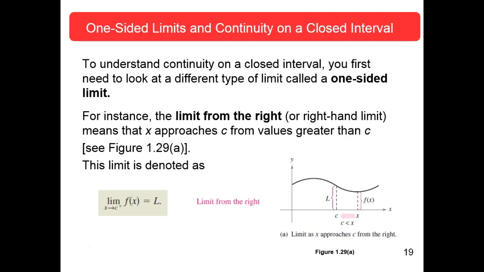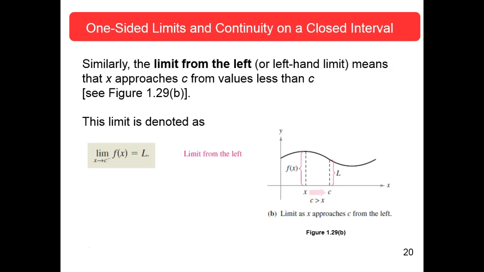Okay? Now, similarly, the limit from the left, or the left-hand limit, means that x approaches c from values less than c. They don't have to be negative, but just less than c, on the negative side of c. This limit is denoted as the limit as x approaches c from the minus side, so you have a superscripted minus sign, of f of x is equal to L. And sure enough, this is. As x is approaching c here, your f of x is approaching that same L. So these two limits from the right and the left have the same value. The limit as x approaches c from the left exists as well. Okay.